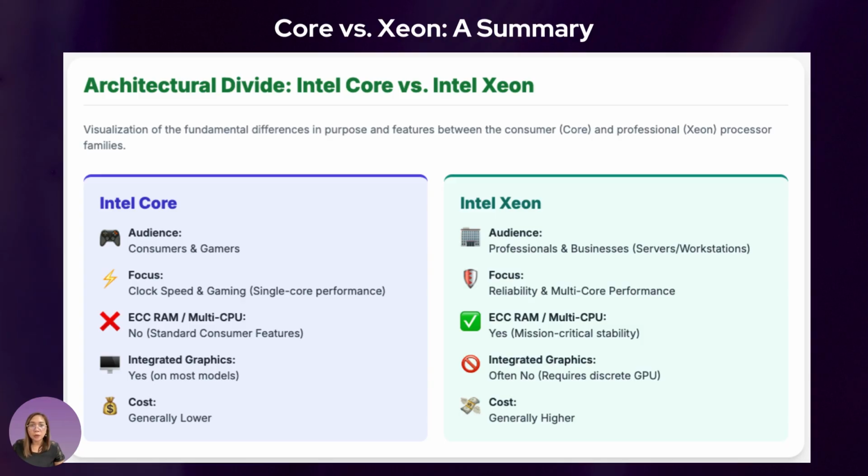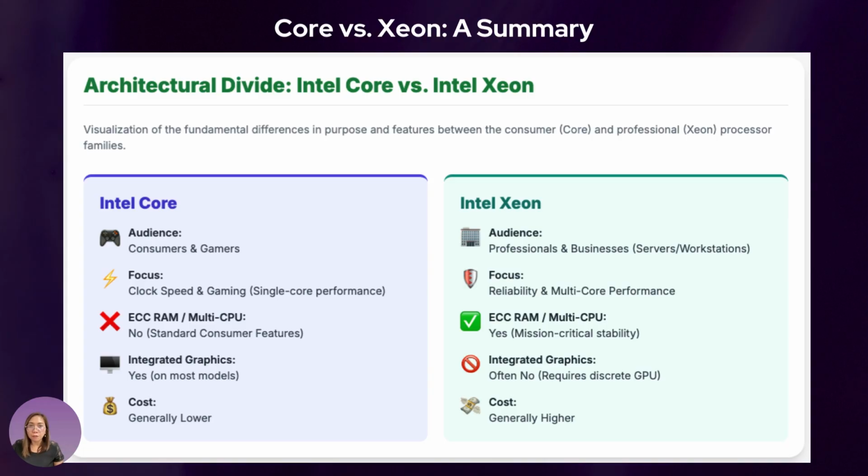So let's go again with Intel Core. The Intel Core family targets consumers and gamers. It is designed to focus on high clock speed and single core performance, which translates to a snappy desktop experience and great gaming frame rates. They include integrated graphics and are generally more cost effective.